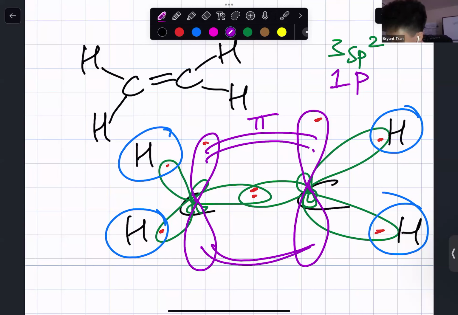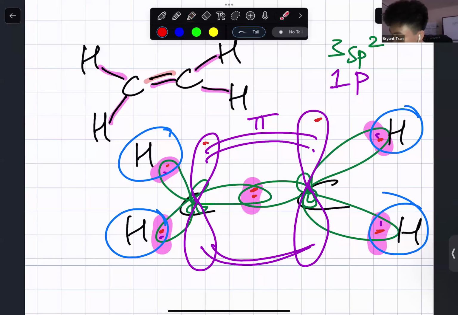Hydrogens have 1, so I'm gonna draw that in purple. 1, 1, 1, 1. I'm gonna highlight the sigma bonds in pink. This is a sigma bond, sigma bond, sigma bond, sigma bond, sigma bond. And I'm gonna highlight that here. That's a sigma bond in pink, sigma bond, sigma bond, sigma bond, sigma bond. In red, that's the double bond, which is a pi bond. And that pi bond right there is coming from this parallel overlap right here, like this.